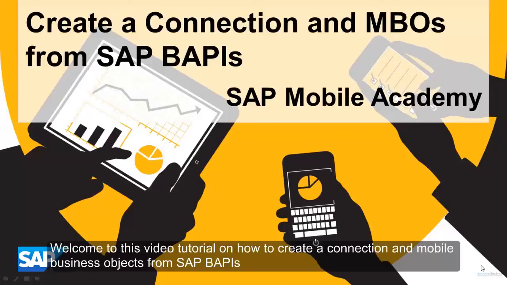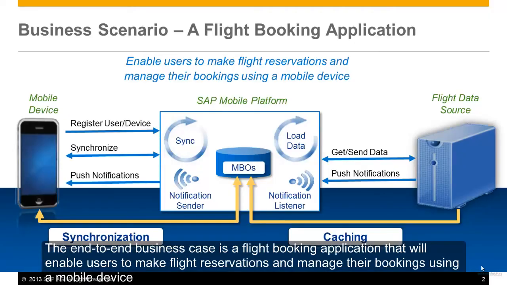Welcome to this video tutorial on how to create a connection and mobile business object from SAP BAPIs. The end-to-end business case is a flight booking application that will enable users to make flight reservations and manage their bookings using a mobile device.